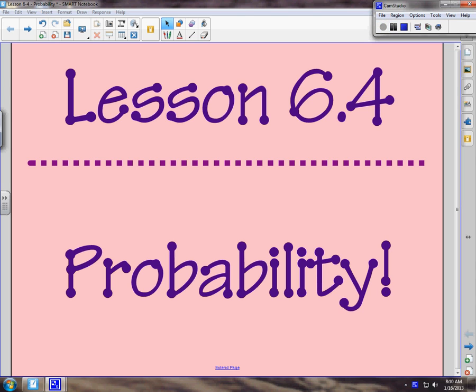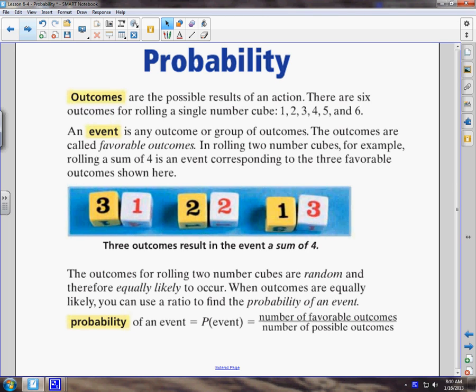Hey guys, this is lesson 6.4, probability for pre-algebra. So probability, there are three main key terms that you need to copy down in your notes.